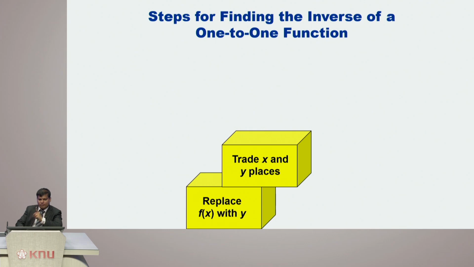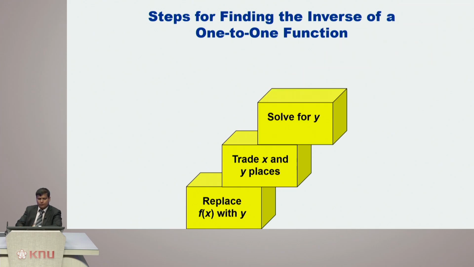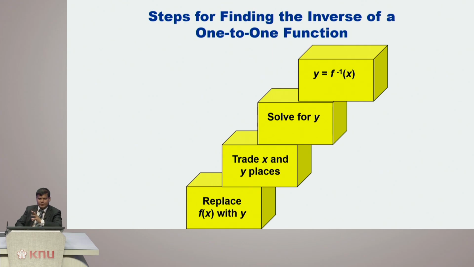Trade x and y places. So you are asked to trade the x and y places. Then solve for y. Y equals f inverse of x. So can we try to do it again? Initially replace f of x with y, trade x and y places, change it, solve for y.